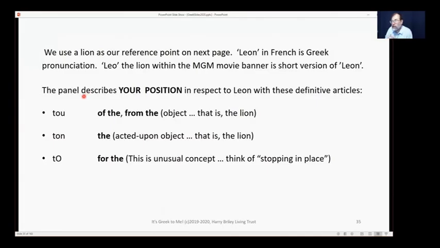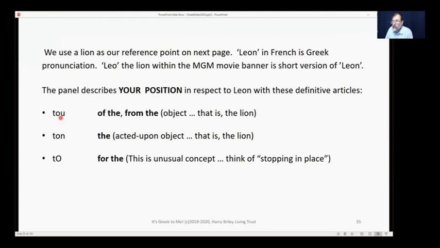Some of these words have helper words that go along with them. They're sometimes paired up if they're standing alone. And we're going to treat all of these at first for this next slide as standalone. The panel that's going to be shown next is your position in respect to the lion. And it has these definitive articles. Remember, a definitive article is just the word the.